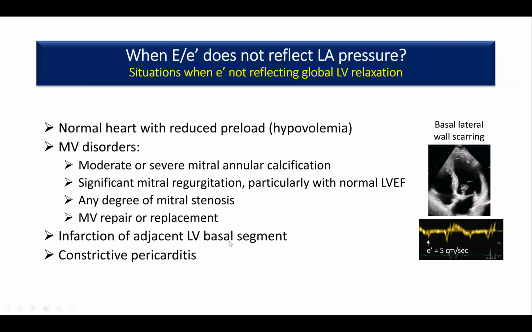When you have infarction, for example, of the adjacent basal LV segment, you can see here scarring of the basal half of the lateral wall. Here, you can see the lateral E' will be falsely low because of the scar adjacent to the mitral annulus. So we cannot use this parameter. We cannot use the lateral E'. In patients with constrictive pericarditis as well, we cannot use the E/E' ratio to reflect LA pressure.